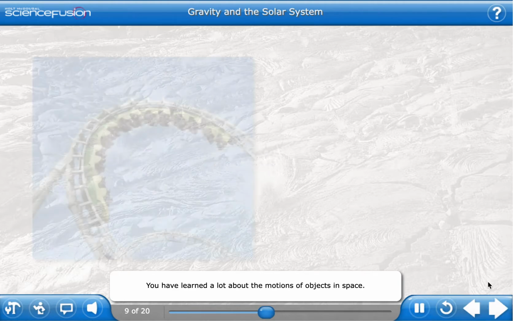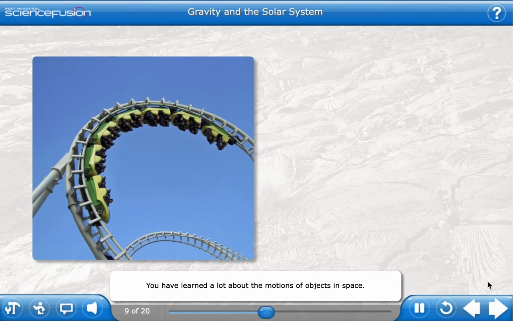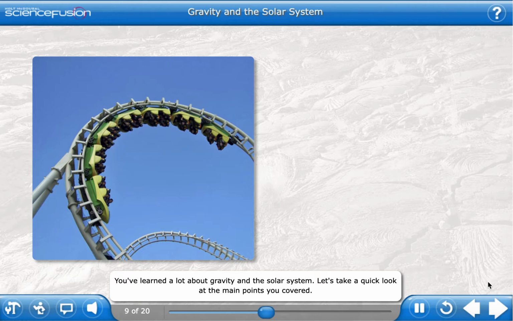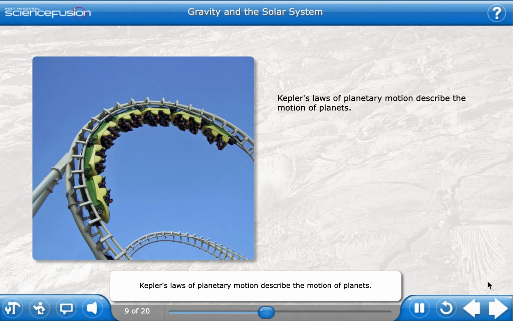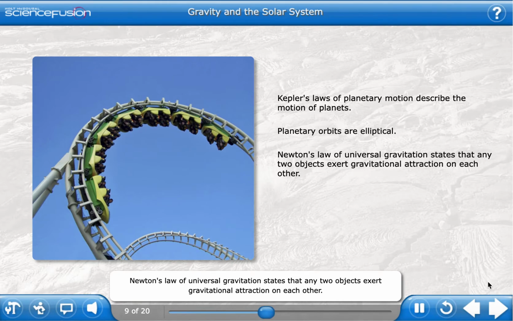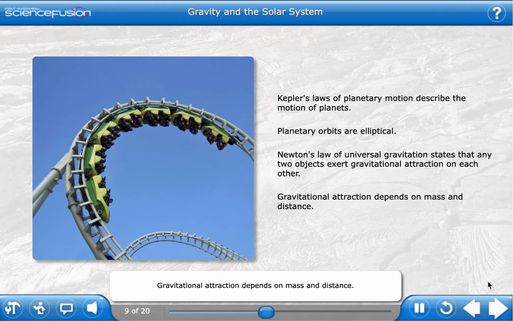You have learned a lot about the motions of objects in space. You've learned a lot about gravity and the solar system. Let's take a quick look at the main points you covered. Kepler's laws of planetary motion describe the motion of planets. Planetary orbits are elliptical. Newton's law of universal gravitation states that any two objects exert gravitational attraction on each other. Gravitational attraction depends on mass and distance.